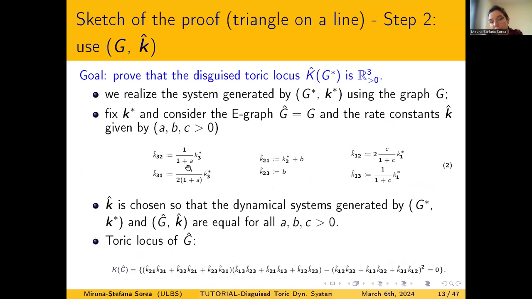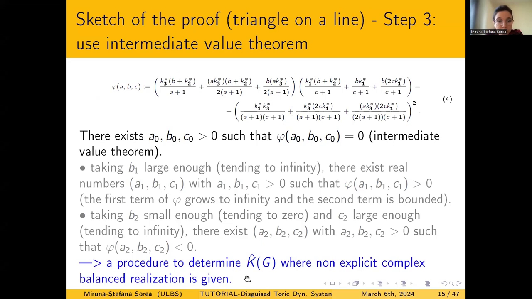We know there exists such a parametrization that will verify the toric locus for the new reaction with hats. In other words, we just showed a general procedure to determine the disguised toric locus, when we don't give an explicit realization, but we prove the existence of such. So this is to keep in mind. Sometimes, when you need to extend the toric locus to a disguised toric locus, you can use this procedure in other contexts.